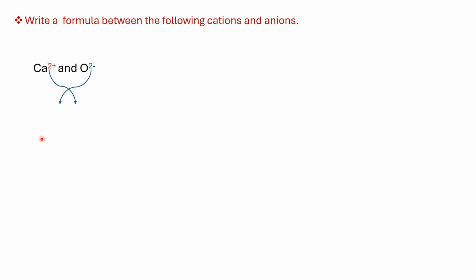So first, calcium. Calcium is in group 2, an alkaline earth element, and it always forms a +2 cation. And oxygen is a non-metal in group 6. So 8 minus 6 is 2. It forms 2 minus. Not always, but most of the time 2 minus.